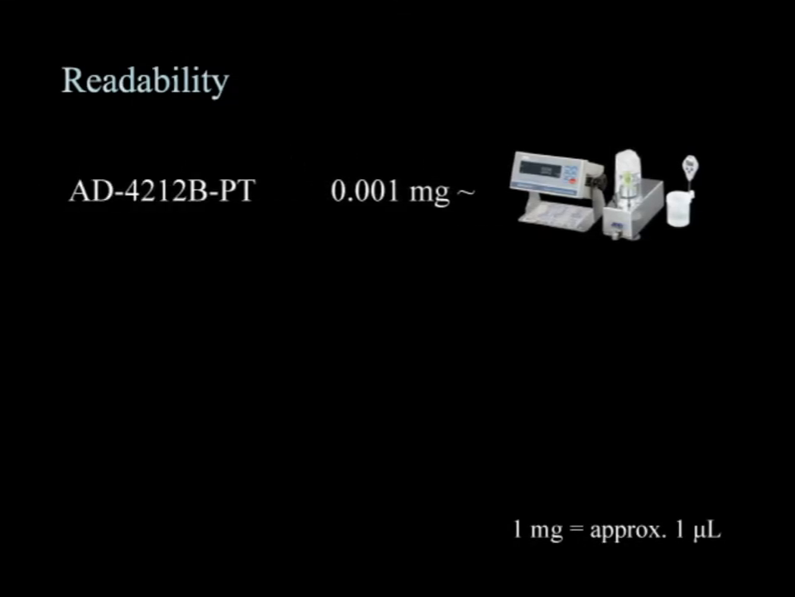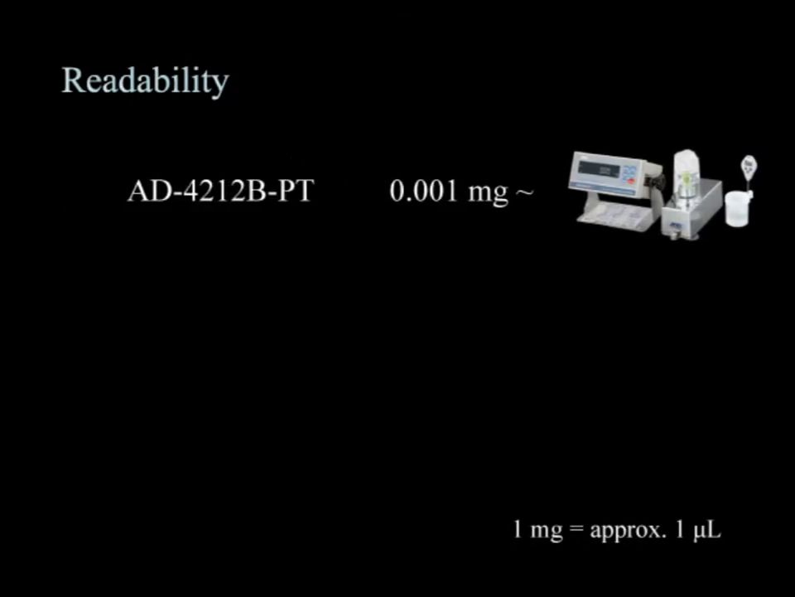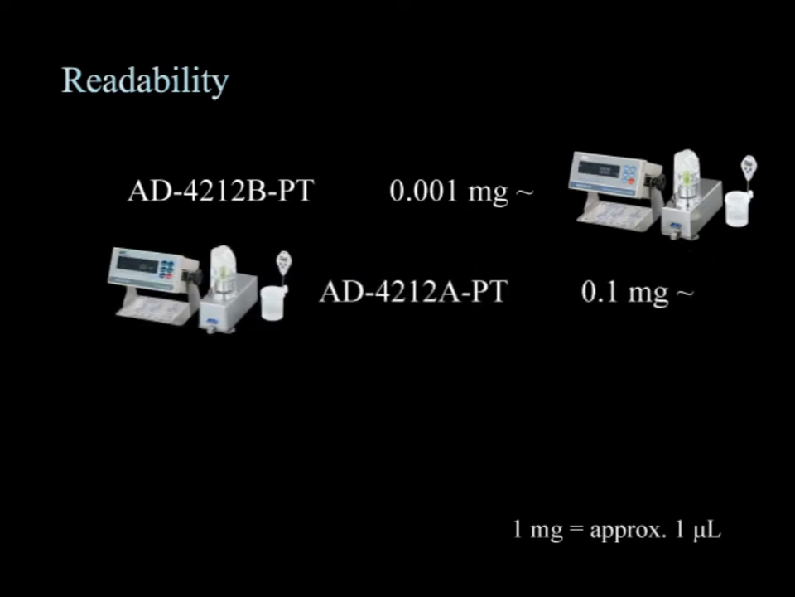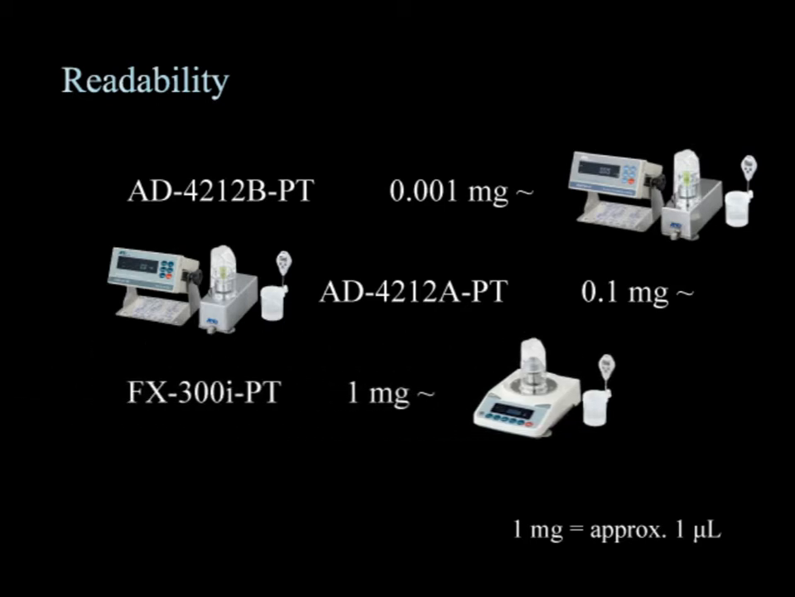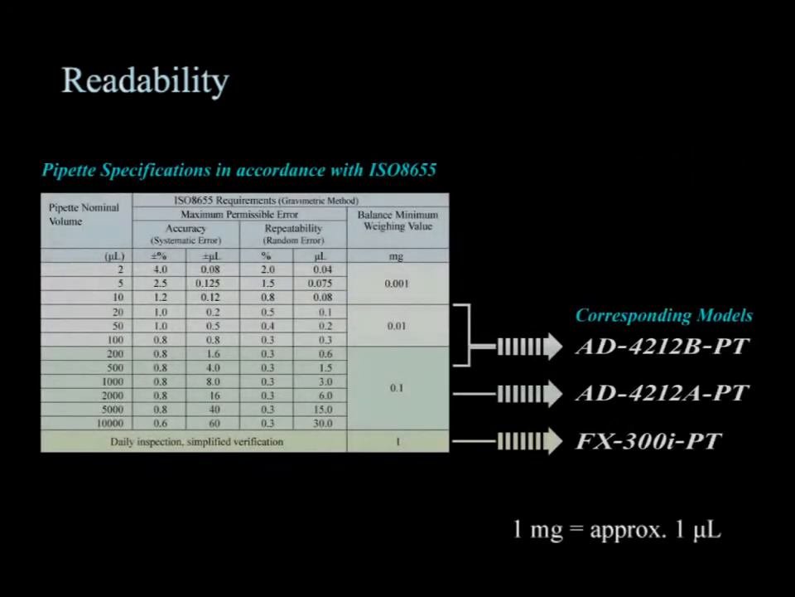A&D offers 3 types of pipette accuracy testers, each including a balance with a different weighing resolution. The AD4212BPT with the readability of 0.001 milligram, the AD4212APT with a readability of 0.1 milligram, and the FX300IPT with the readability of 1 milligram. Please select the one that best suits your required level of precision.